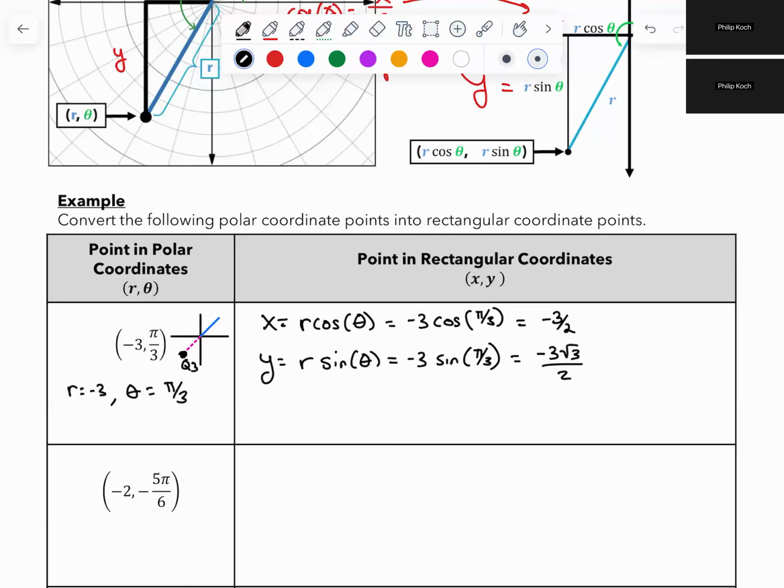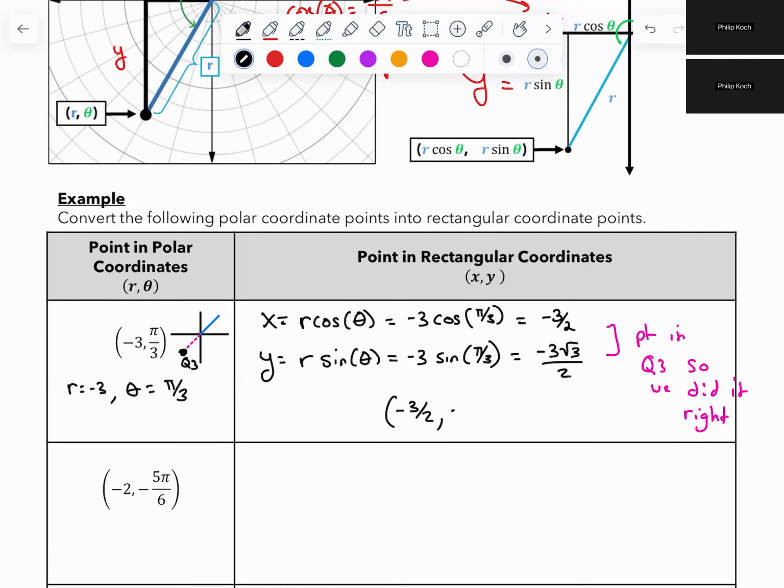And that is a point in quadrant 3. It has a negative X value and negative Y value. That's why in the beginning of the semester we had those questions on the homework, like, what quadrant will a point be in if X is negative and Y is negative? Good thing to check. Since we got it in quadrant 3 again, we know we're correct. So the point is -3/2 comma -3 square root 3 over 2.